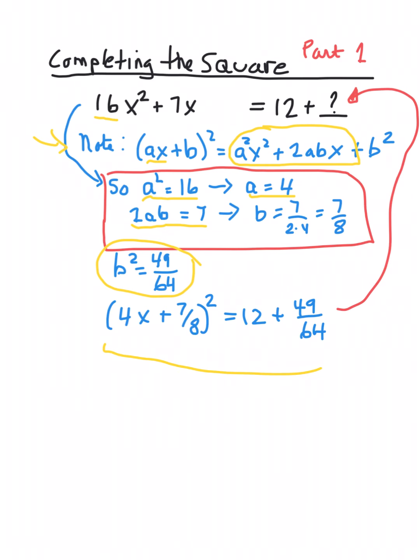So our equation ultimately looks like this: parentheses 4x plus 7/8 quantity squared is equal to 12 plus 49 over 64. Notice whatever we do on one side of the equation, we have to do on the other side of the equation. So this is part 1, where in fact we have a squared coefficient in front of the x squared.